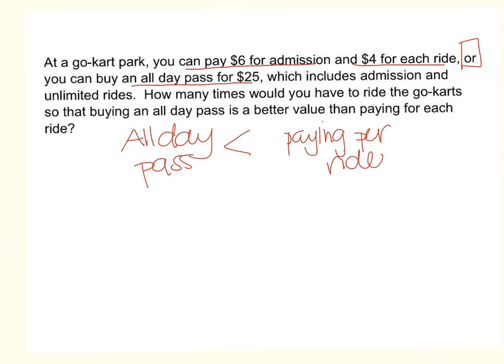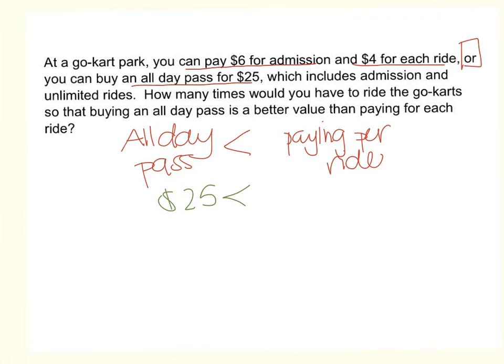I don't want it to be equal to, because if both are the same amount, if buying an all-day pass is the same amount as paying per ride, that's not a deal. So I want it to be the all-day pass is less than paying per ride. So let's consider how much is our all-day pass. That's $25. So I want to know when paying $25 is less than paying per ride.